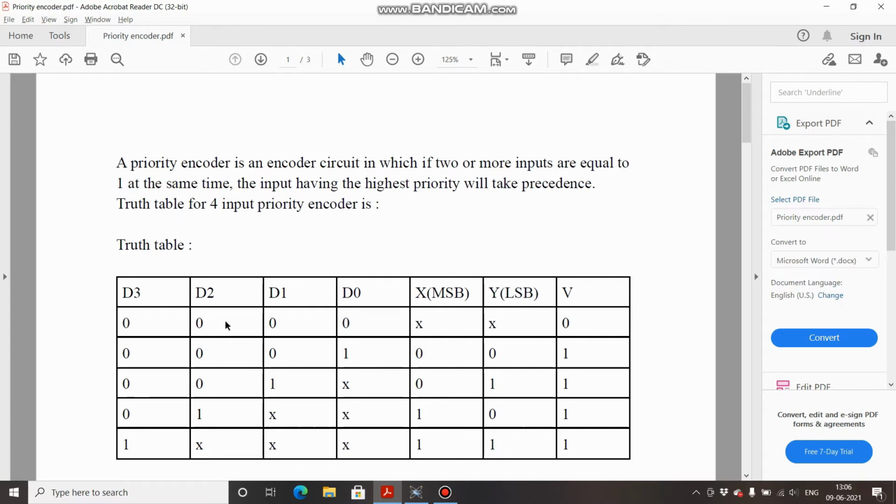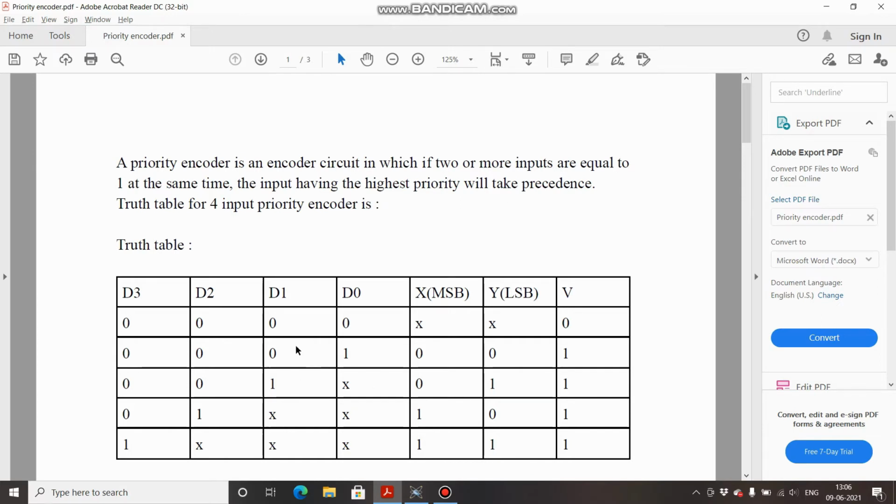The first case is when all the input bits are 0, meaning none is selected. When all the inputs are 0, there is no valid input and V is equal to 0, and under this situation x and y, that is both the output bits, are don't care conditions. Now the next case is D0 is selected or D0 is high, meaning it has to represent 0. So it will be 0 0 and V is high, because for V to be high, at least one or more inputs should be high.